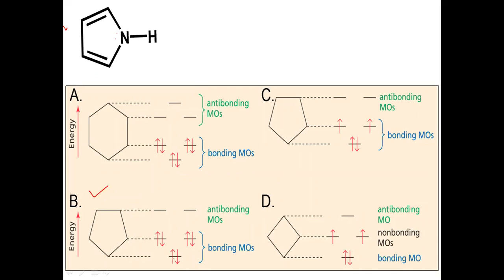So first 2 electrons are in the lower energy orbital, that is the bonding orbital. These 2 are the non-bonding orbitals. So the total is 6 pi electrons and no electron in the antibonding orbital. Okay, so this is for your kind information. You have to know how these electrons are distributed.